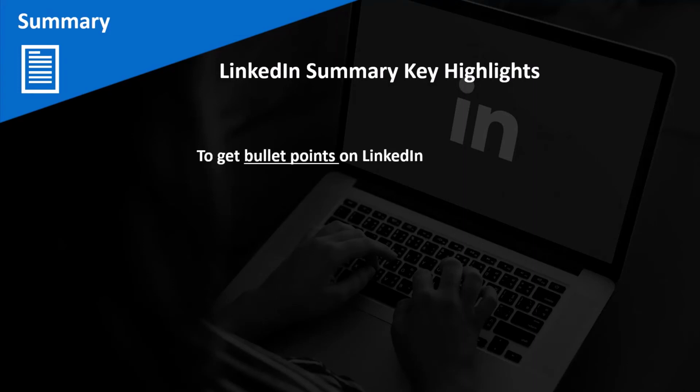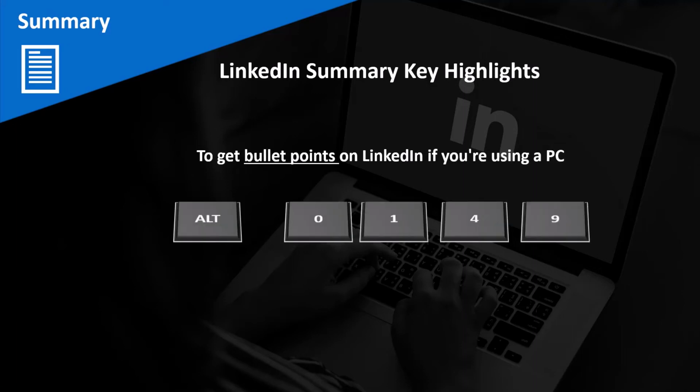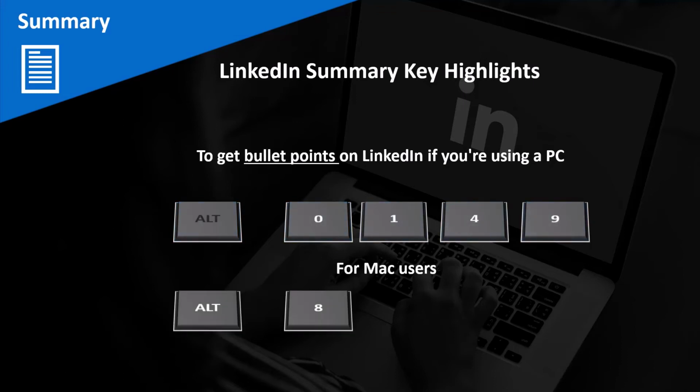So at this point, you might be wondering, how do I get bullet points on LinkedIn? There's no button to push for bullet points. Well, there's a bit of a formula and trick to it. So if you are using a PC, you want to hold down the Alt button and hit 0, 1, 4, 9. And if you are using a Mac, you want to hold down the Alt button and hit 8. And your bullet point will appear in whatever text you are currently editing.